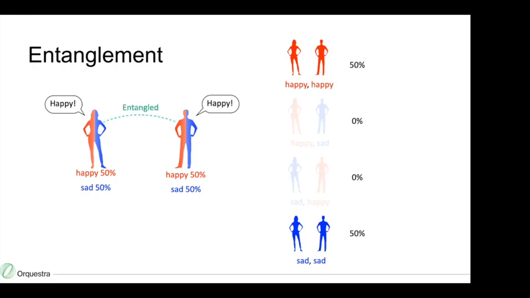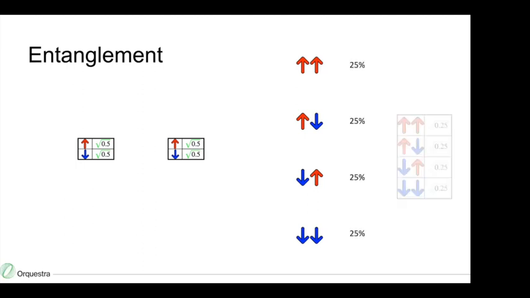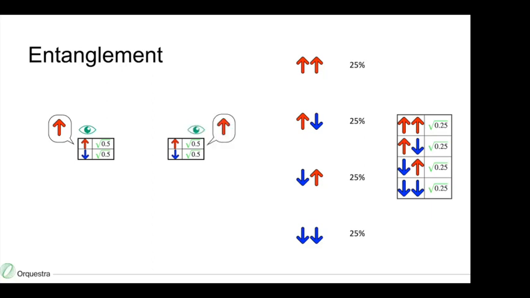Quantum particles are entangled when this kind of thing happens, right? If I have two particles and each one of them is in a superposition state, half-half, then there are four possibilities for the two particles: up-up, down-down, up-down, and down-up, and they all have 25% probability. But now imagine if the following happened. When I observe one of them and it's up, the other one automatically goes up. That means that we don't have 25, 25, 25, 25. We have 50, 0, 0, 50. And so we have this case where it's entangled, and that's called the Bell state.